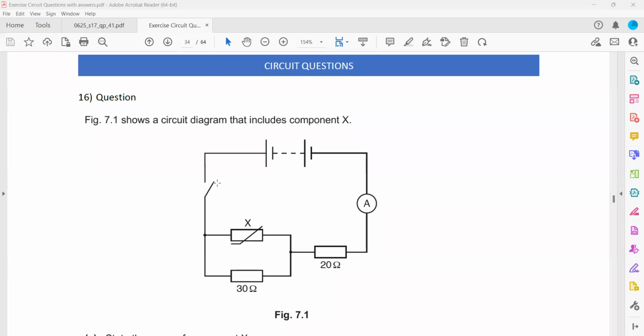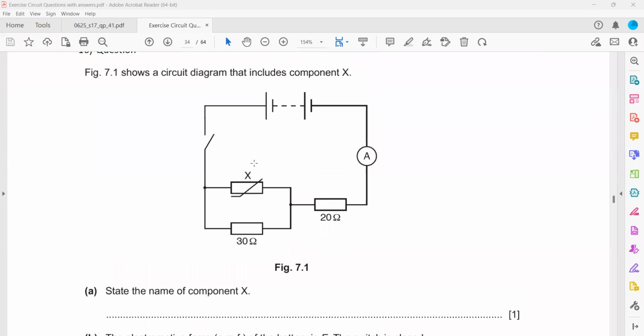So, electric circuit question 16, the classified paper. Figure 7.1 shows a diagram that includes the component X. State the name of component X. So what is this X? Look at the circuit symbol. What is X representing? Which component?